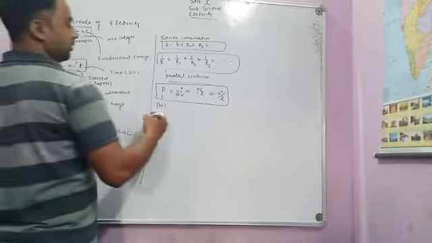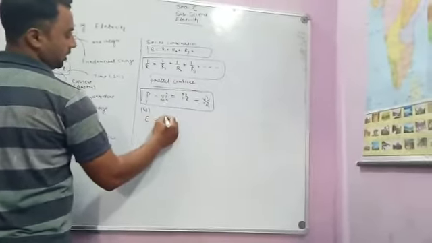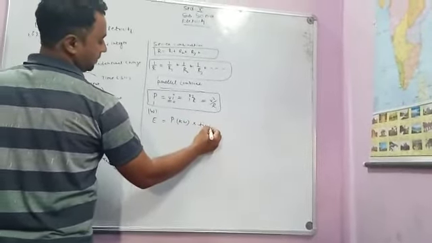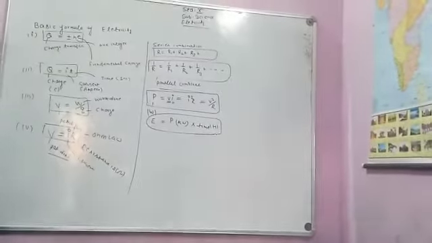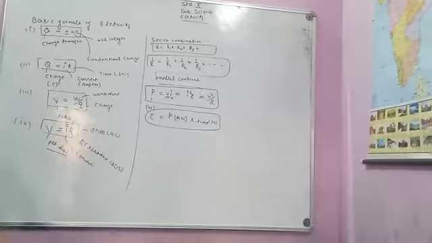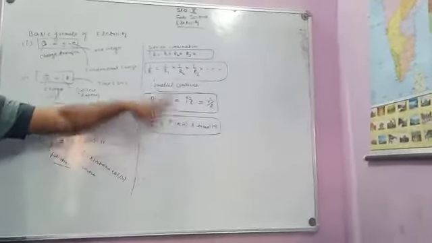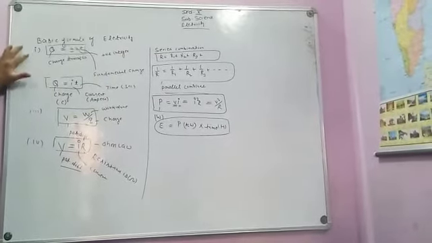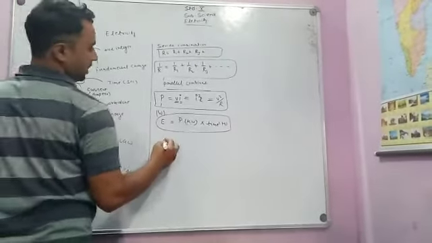Now the next basic formula is for electrical energy. Electrical energy is equal to power in kilowatt into time in hours. This is the formula for the electrical energy consumed in electrical systems. So we have to learn these formulas first, before we use any type of formula.